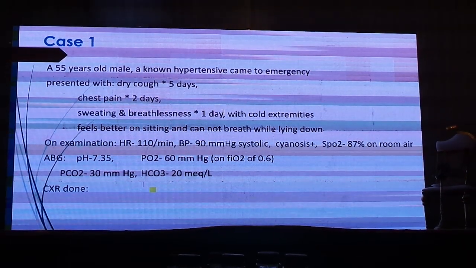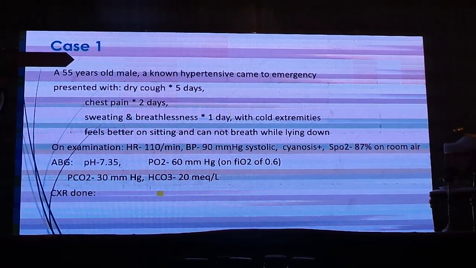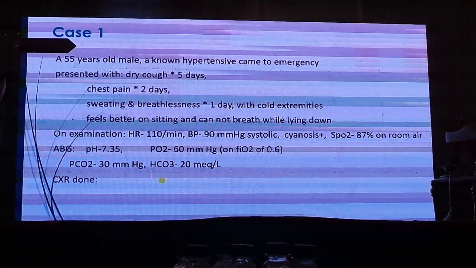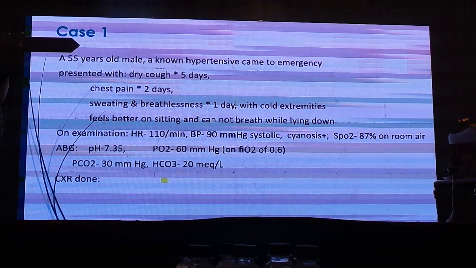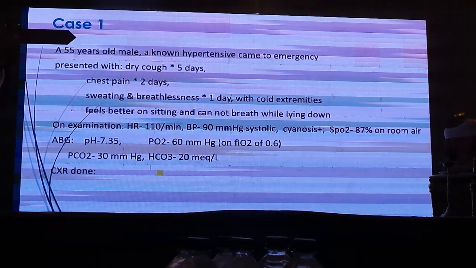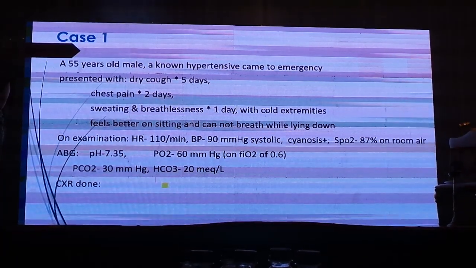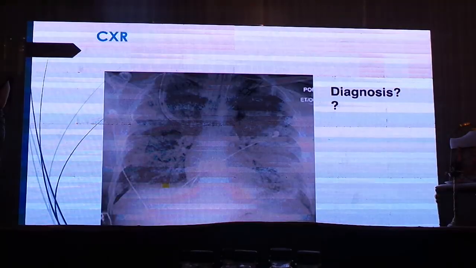So we do an ABG: his pH is 7.35, which is normal. PO2 is 60 on an inspired oxygen of 0.6, that is, 60% oxygen is being supplemented, and still the PO2 is 60. PaCO2 is 30 and bicarbonate is 20 milliequivalents. A chest X-ray was done for him, which looks like this.